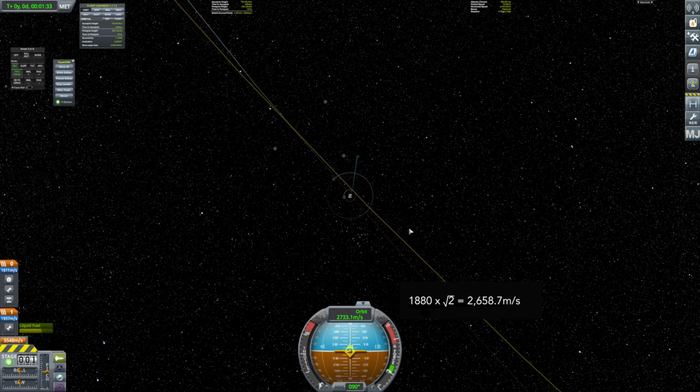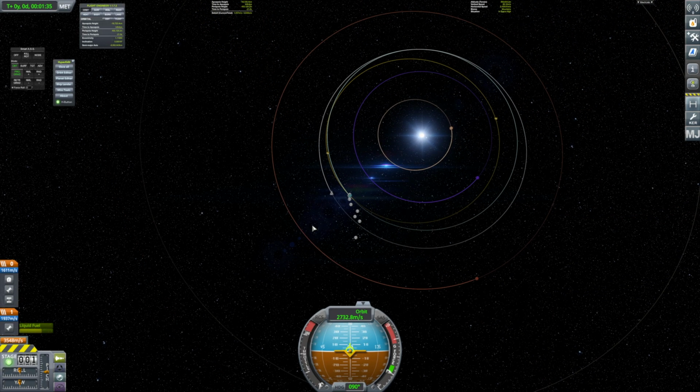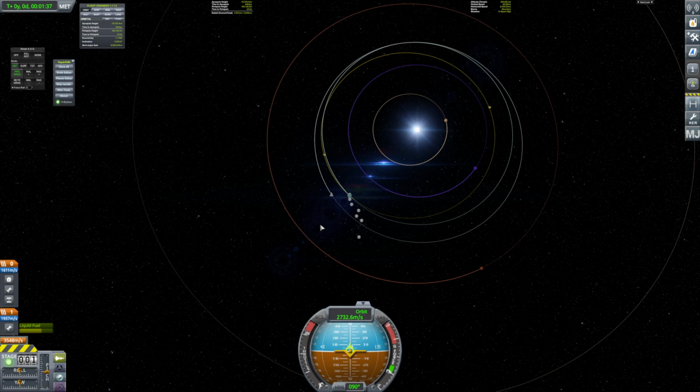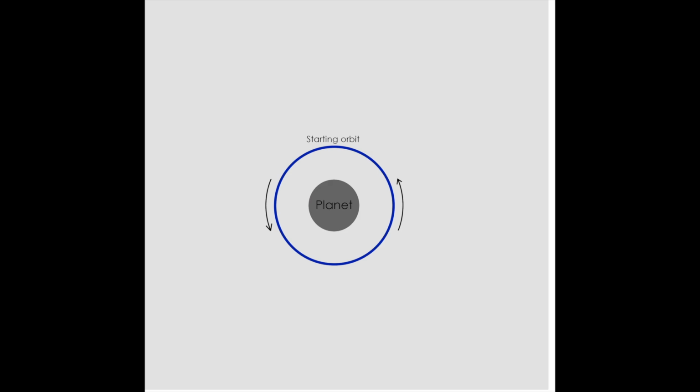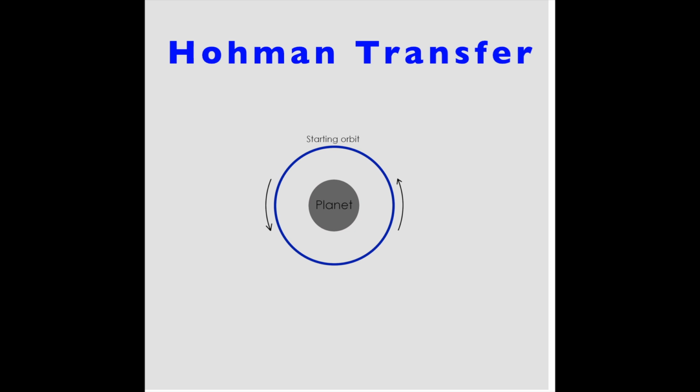Now that we've escaped the planet, we're still in orbit around the sun, and it would take even more energy to escape its gravity. Okay, so maybe flying around the sun untethered is a little bit too much separation. What if we just want to change orbit? For that, we want a Hohmann transfer.